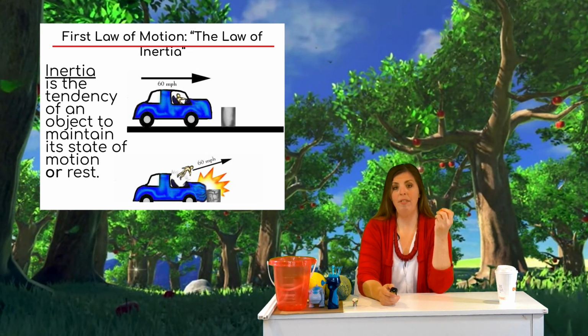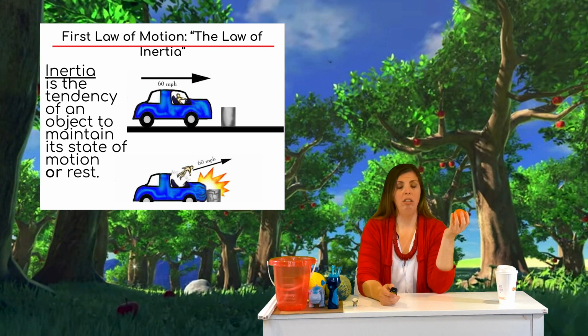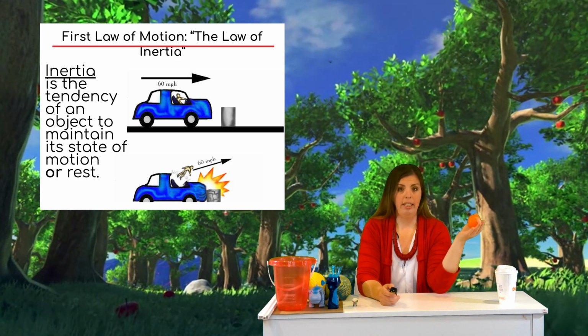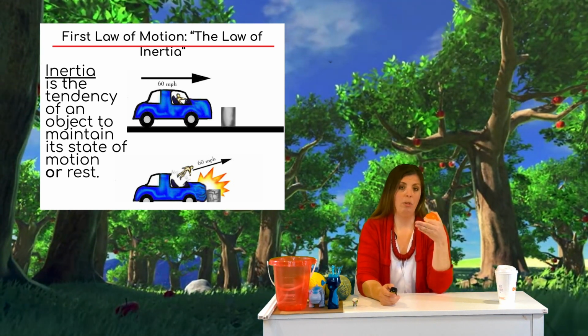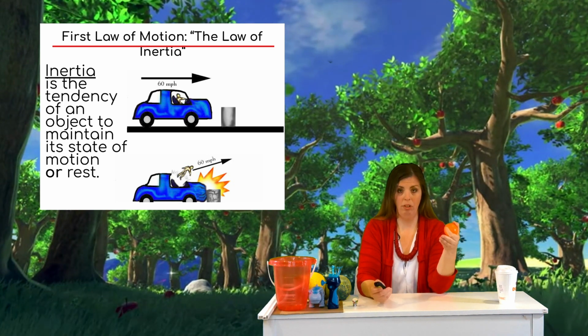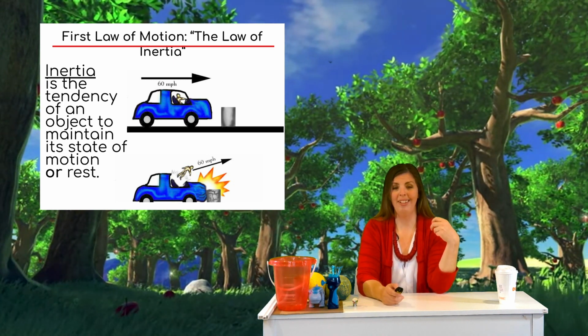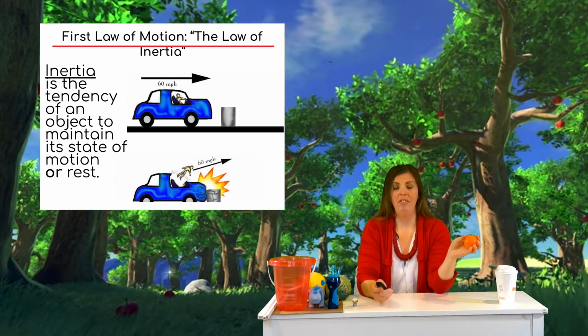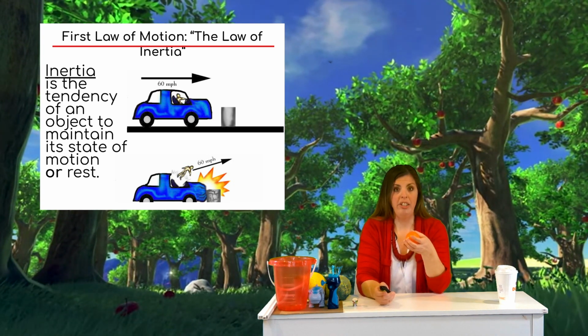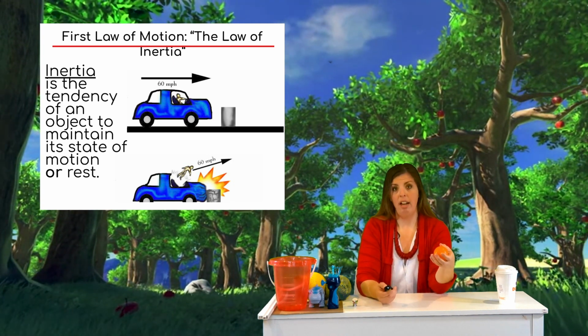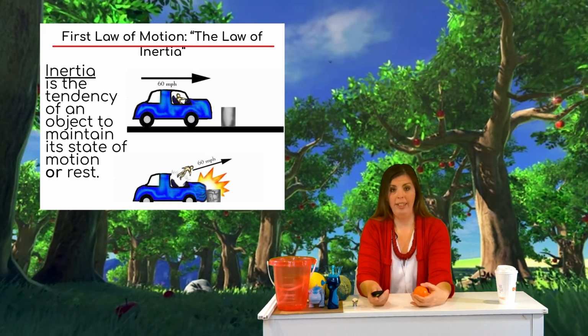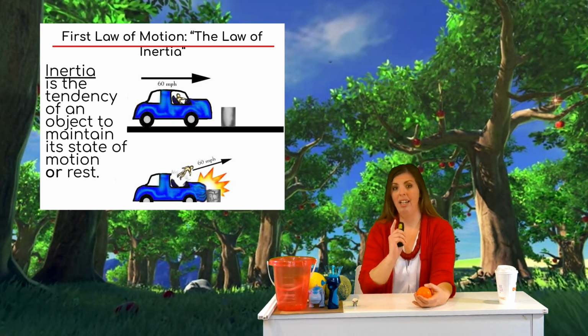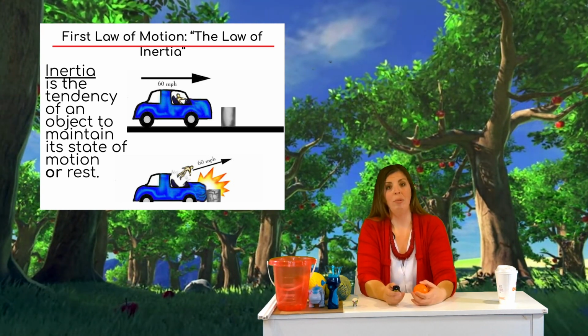So a nice example of that is if you're in a car going 60 miles an hour, you're going to keep on moving with the car. You are moving in the car. Versus if the car unfortunately crashes into something, the car stops. But you, because you are moving at that same 60 miles an hour, are going to collide out of the car if you're not wearing your safety belt.